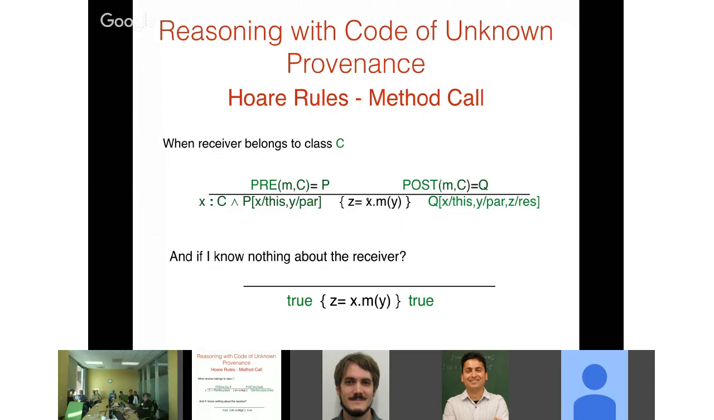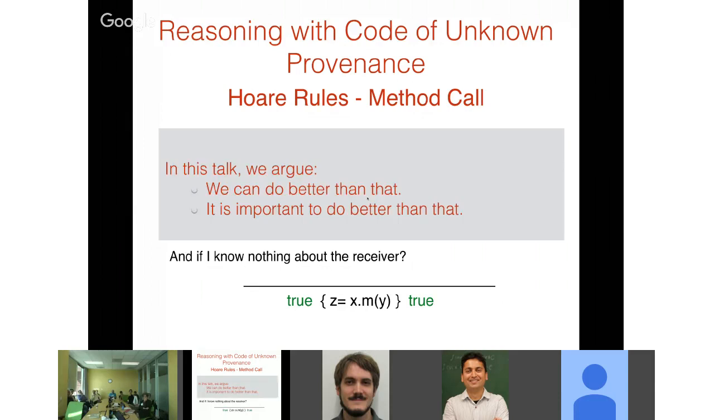We don't know. We can't say anything. Anything this does, our reasoning system has to assume is true. So absolutely no constraints on it. Well, in this talk, we're going to argue that we can do better than that, and that it's important to do better.